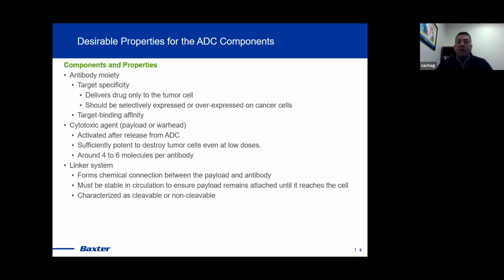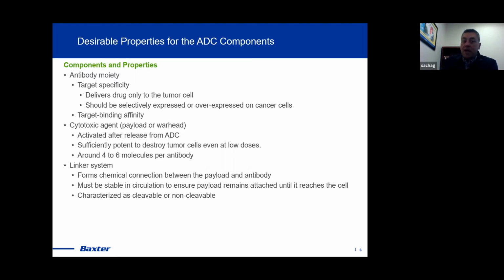So some desirable properties of these ADC components. Well, the antibody, we would like it to specifically target a certain cell that's expressing or overexpressing a certain molecule. So we hope these cancer cells are only expressing that target that the antibody is going to. We want this so that the antibody drug conjugate has limited effect on healthy tissue. We like to have strong target binding affinity.